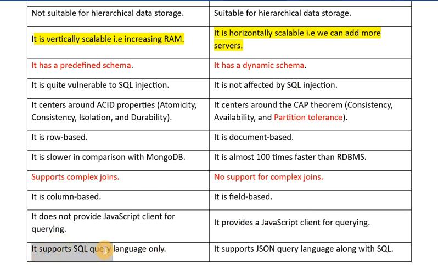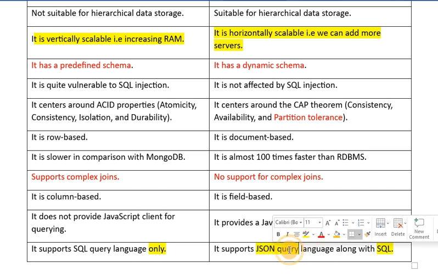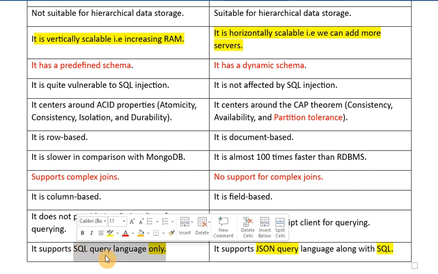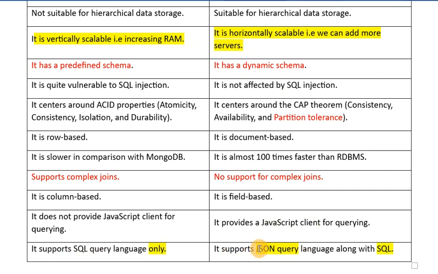The last point is what? It supports the SQL query language only. So guys, here you have to focus. RDBMS supports only SQL, but MongoDB supports SQL along with JSON query. So it supports two types of query, JSON query plus SQL. But RDBMS supports only SQL, while MongoDB supports JSON query along with SQL. So this is the difference between RDBMS and MongoDB.